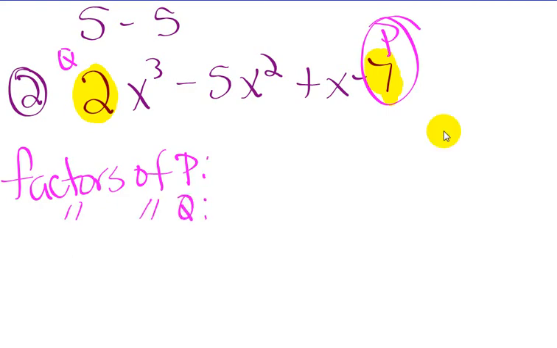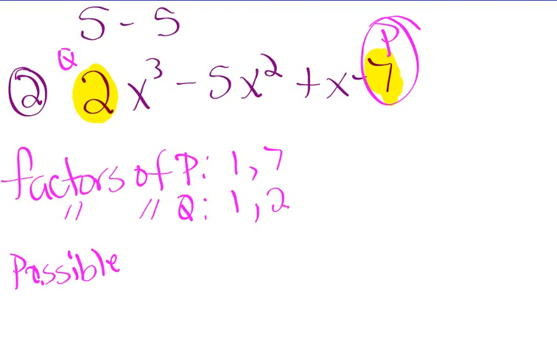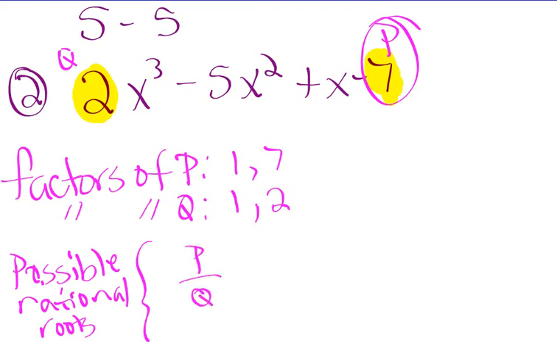So all the factors of P are easy because 7 is prime. Our factors of 7 are just 1 and 7. Same with 2, our factors are just 1 and 2. And now we have to find all of our possible rational roots. Okay, and how do we find our possible rational roots? Well, we just do a P over Q.